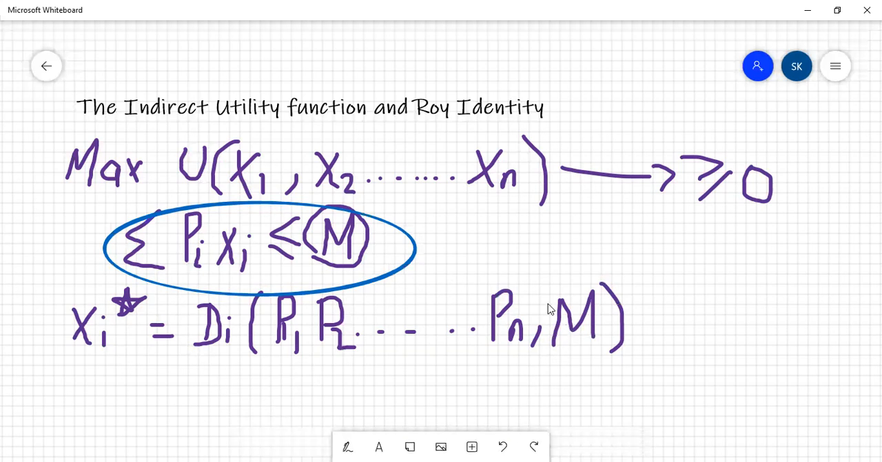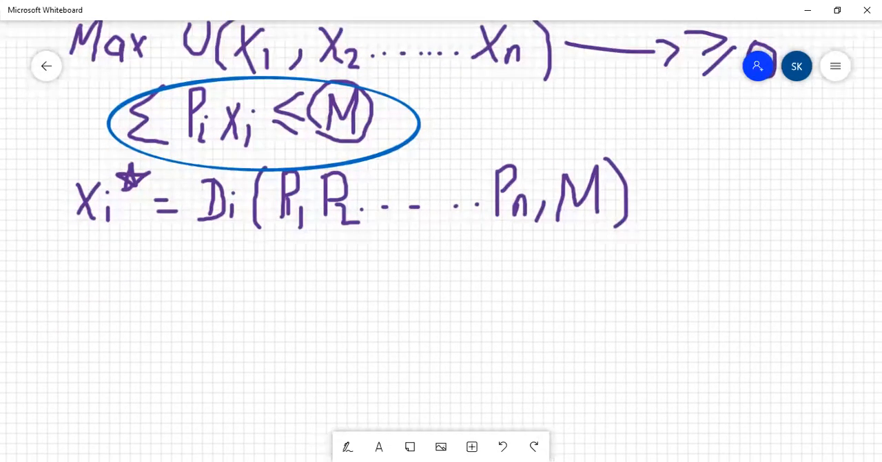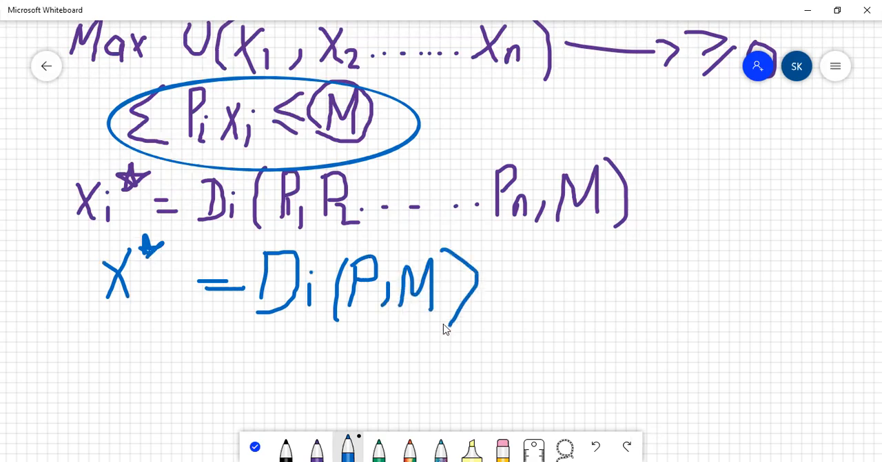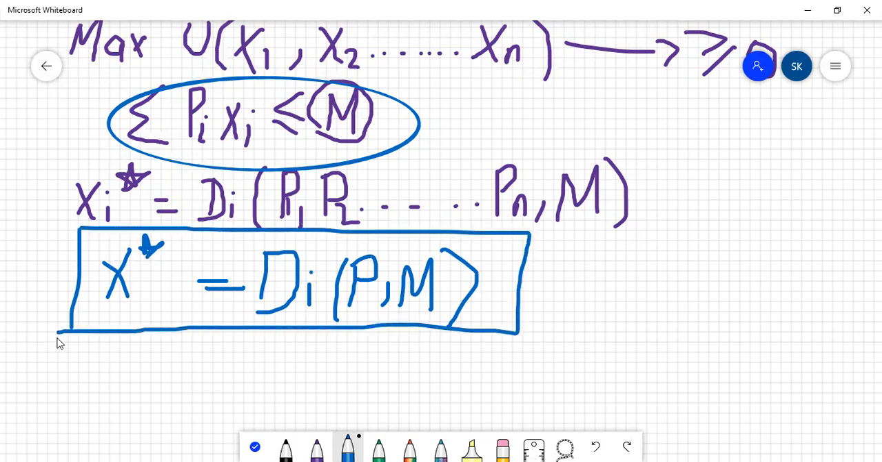So now, if we write the simple form of it, we get xi star is equal to di, in brackets p comma m. So this is the general form of the optimal bundle that the consumer will choose to consume.